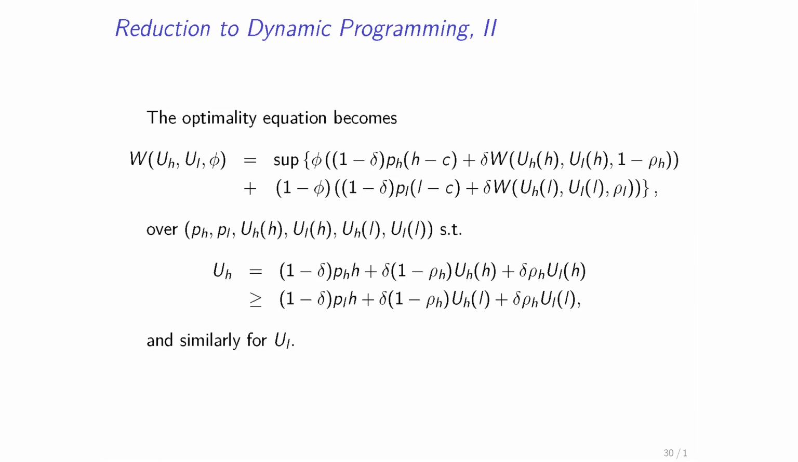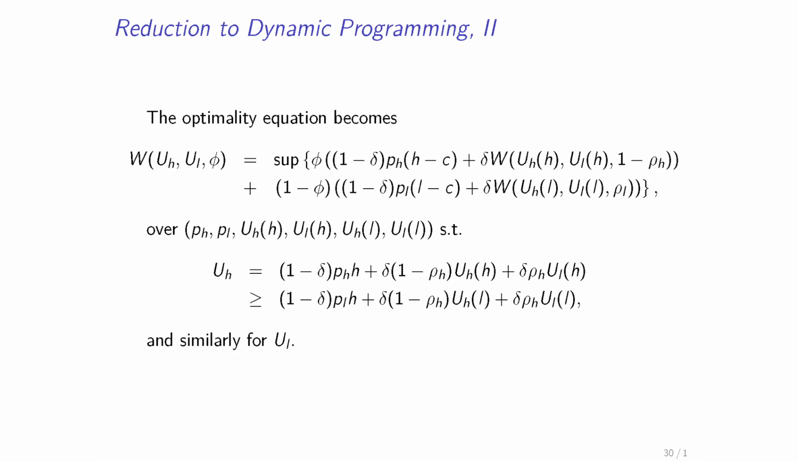Now, this is a program. The principal wants to maximize his sum of payoff from today and from tomorrow on, given the state variables UH, UL, and psi, subject to the promise keeping constraint for the high type and the IC constraint for the high type.